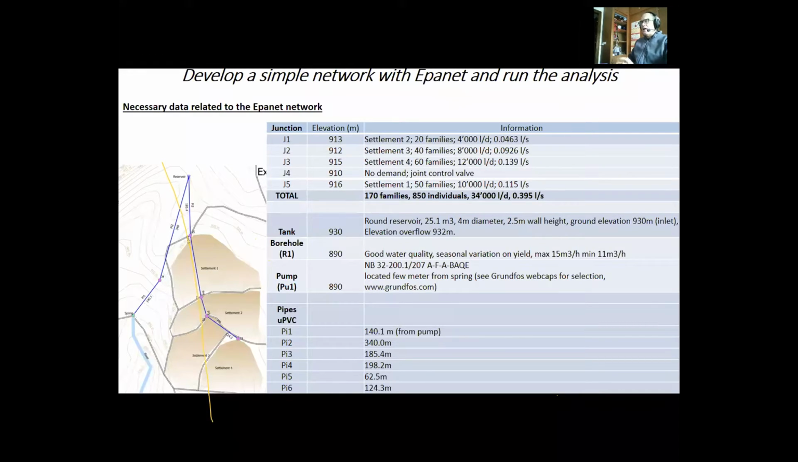So you have your Excel file where you have described all the junctions. You have the elevation of all the junctions, for each settlement the number of people, and the water demand in liters per second, if you choose liters per second. Then you have the tank. Again, you need the elevation of the tank.